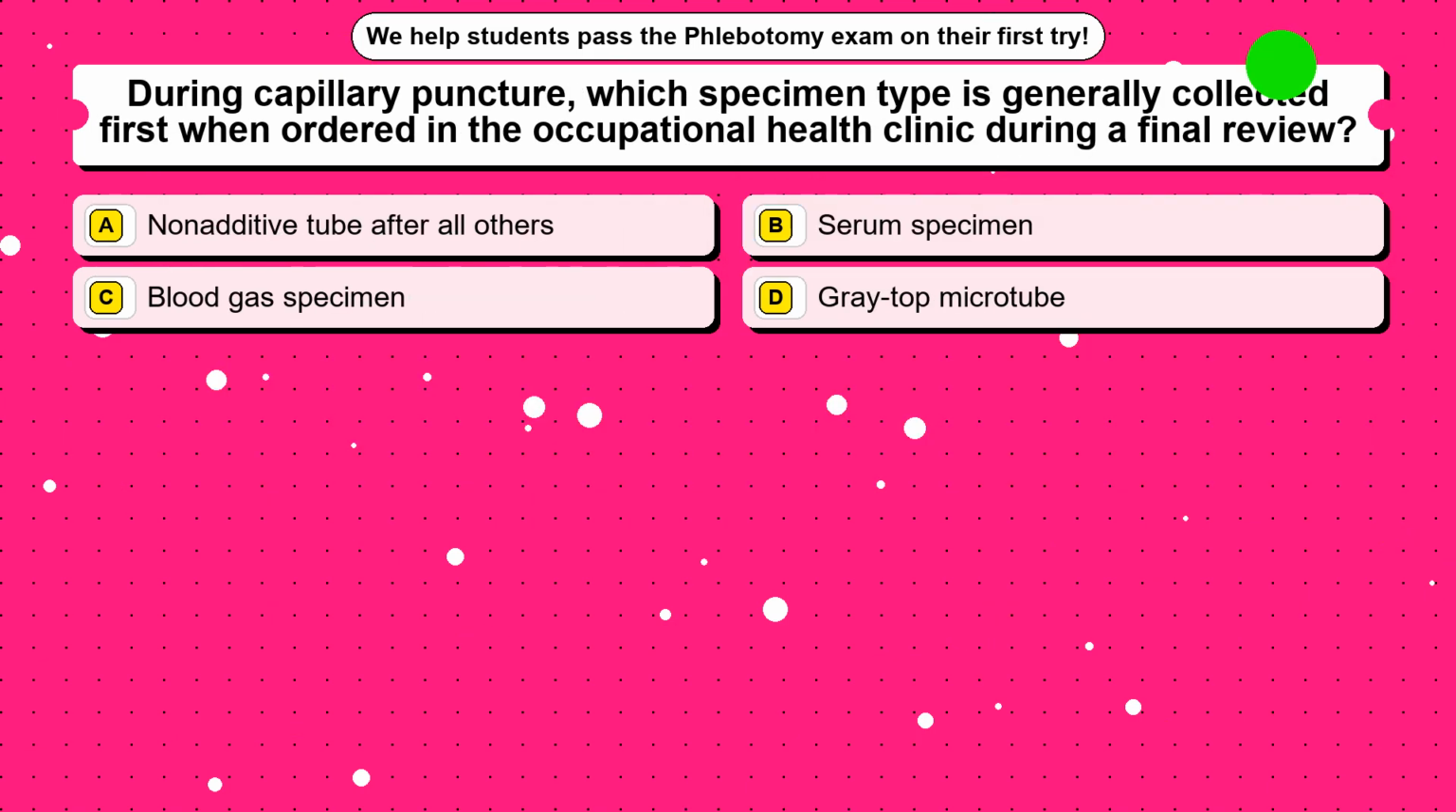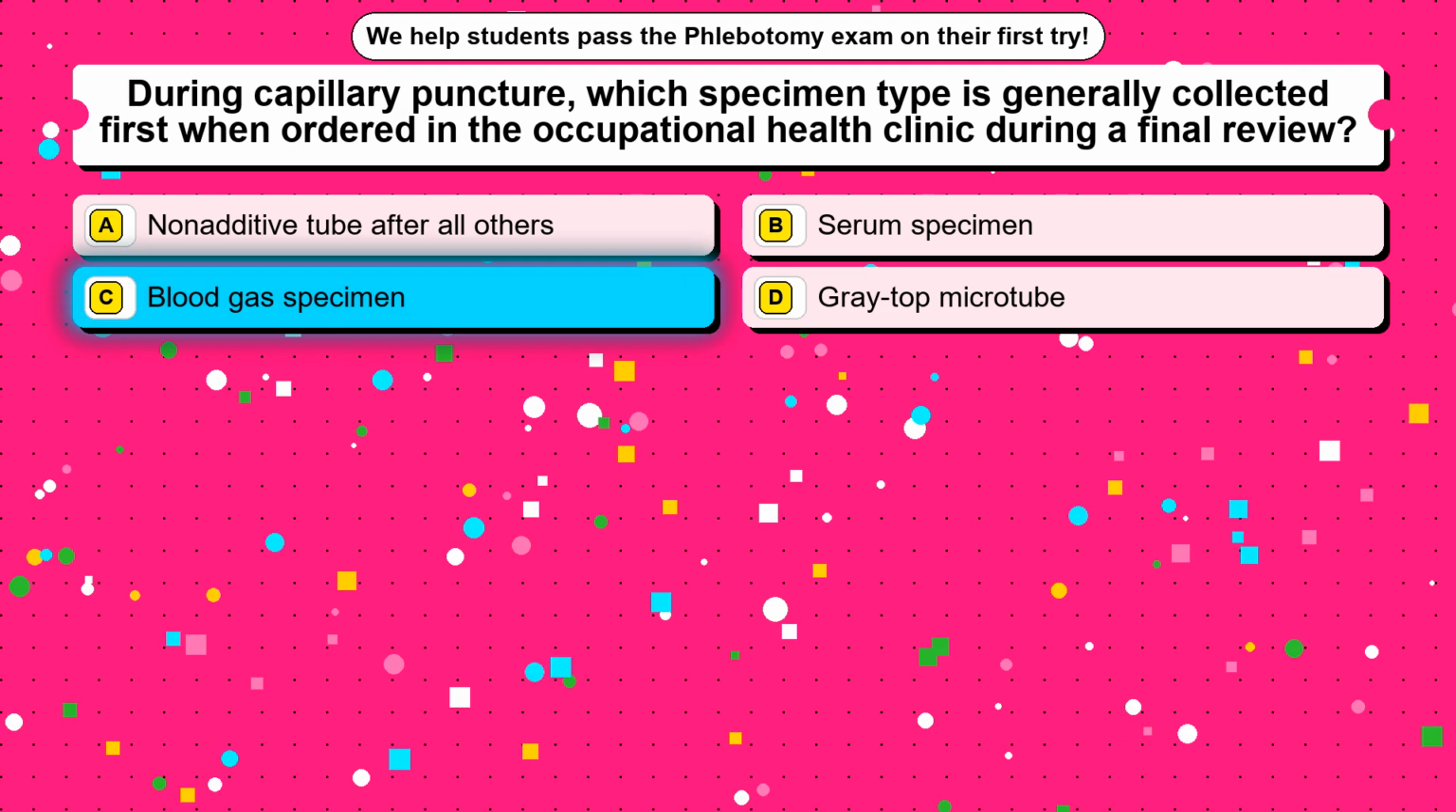Question 56. During capillary puncture, which specimen type is generally collected first when ordered in the occupational health clinic during a final review? Option A, non-additive tube after all others. Option B, serum specimen. Option C, blood gas specimen. Option D, gray top microtube.